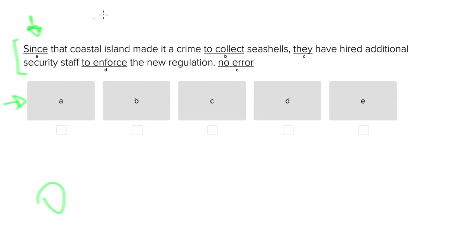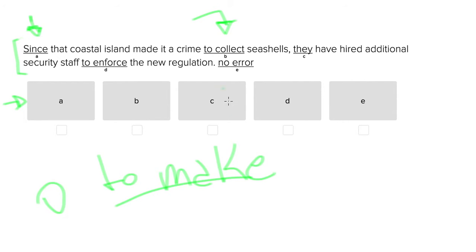There's nothing wrong with that. And then we established a subject here. It is a crime to collect. There's no problem with that when something is made. So you're going to have the infinitive to make it something. You must then add another infinitive here. So there's absolutely no problem with to collect. We're going to go ahead and move on.